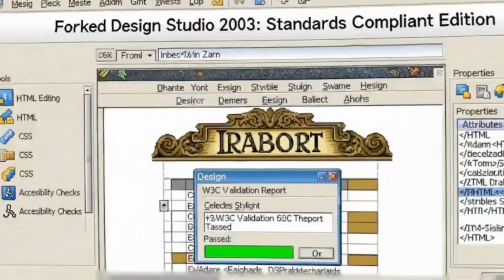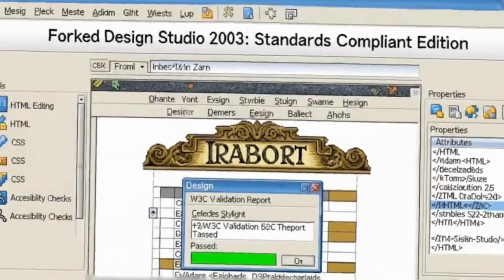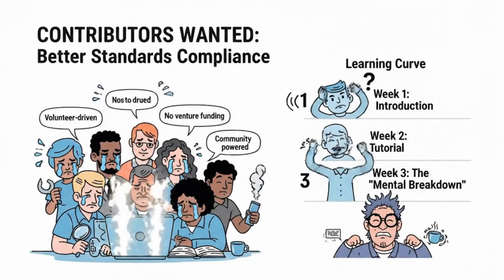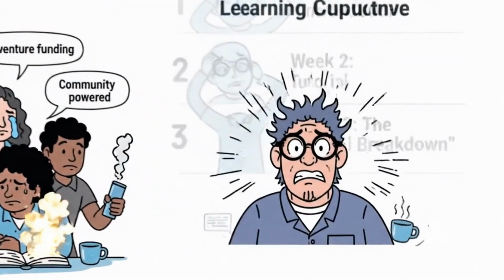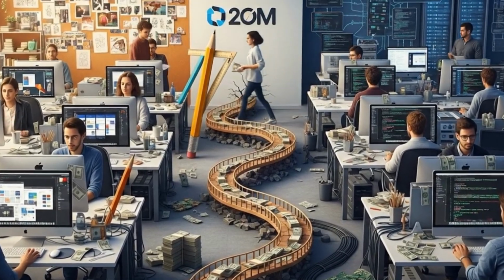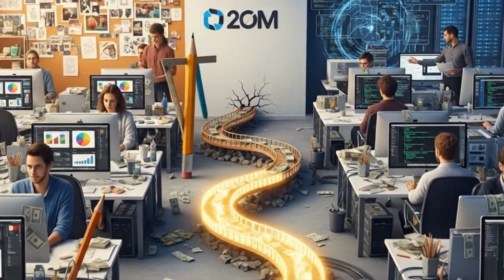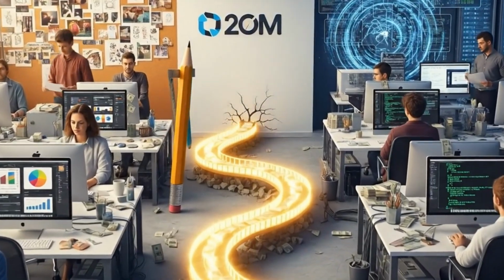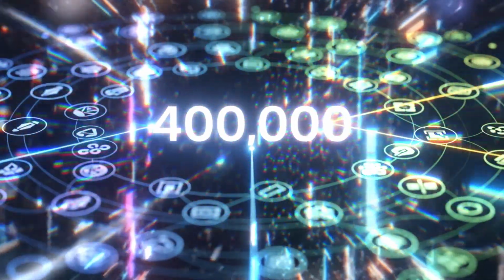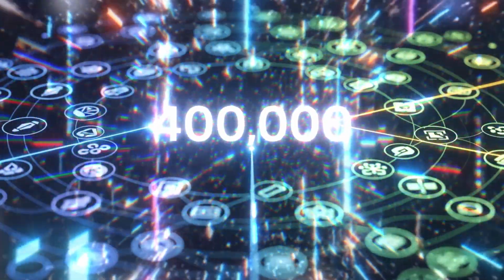One was forked in 2003 because contributors wanted better standards compliance. Volunteer-driven. No venture funding. The learning curve requires a week, a tutorial, and what the community describes as a mental breakdown. The other was built by a Spanish consultancy that experienced friction between designers and developers and raised $20 million to solve it. Self-hostable, 400,000 users, almost there, not quite yet.